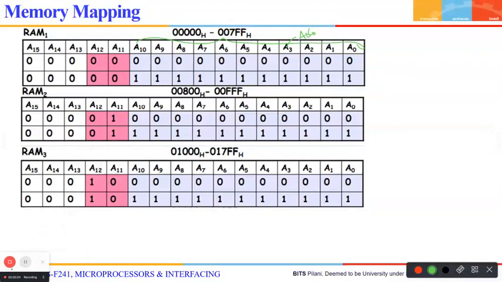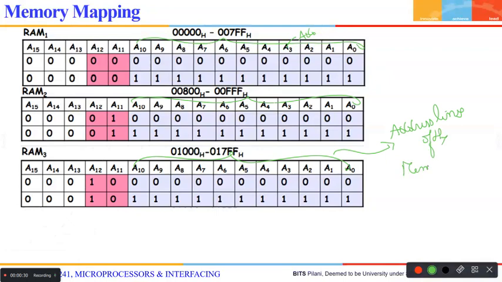This is where we stopped during the last class. And I have told you how to reach this point. Now out of this table, this entire A0 to A10 will go directly to the address lines of the memory.